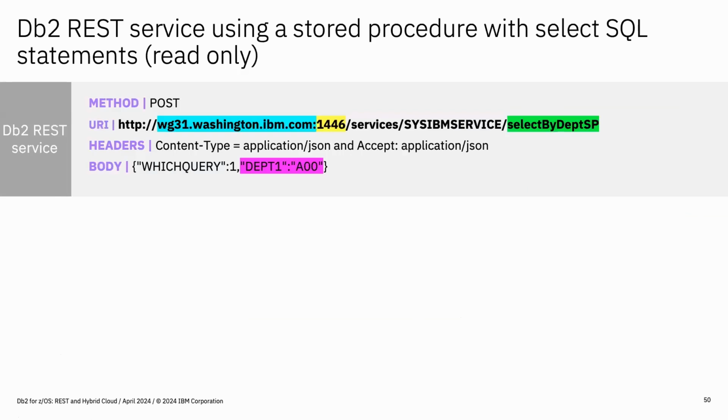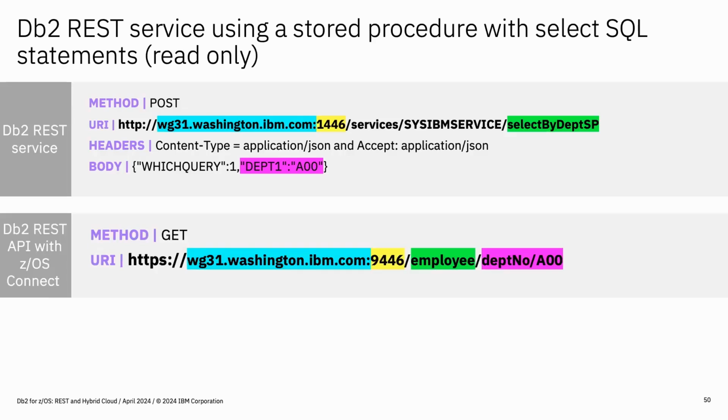This page is going to show the difference between a native post SQL statement as well as with zOS Connect. If we start on the top here with this DB2 REST service, we can see how this might look a little complicated at first. So we're specifying our post method. We are specifying the URL and the port number. We are saying that we want to select by department, and we are specifying department 1 for that specific number. So this is how this method looks with just native REST.